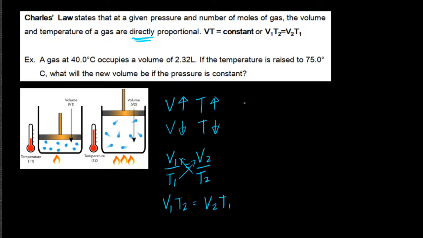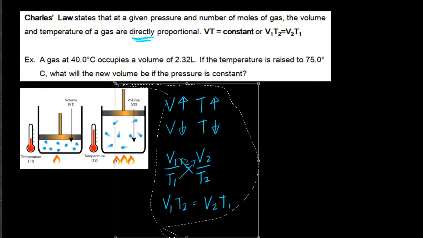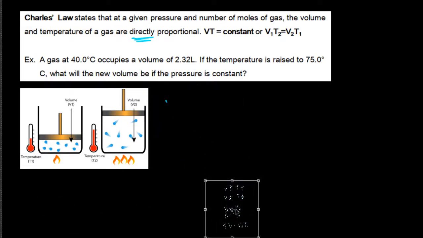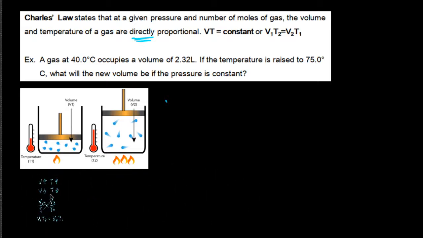Now, we have here a little example. So, our given, let's list it. Our temperature 1 is 40 degrees Celsius. It occupies a volume, so V1, 2.32 liters. Now, if the temperature is raised to 75, so that's T2, 75 degrees Celsius, what will the new volume be?